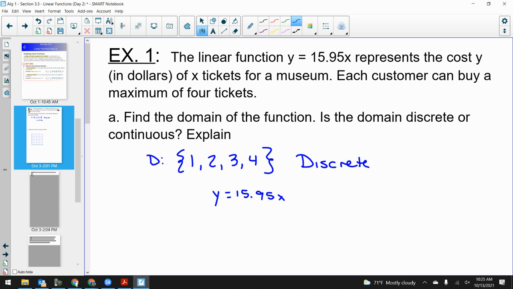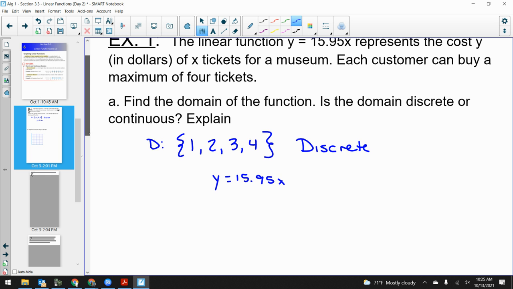Okay, we talked about it is discrete domain, but now let's ask this question. What does the 15.95 actually represent? What does that mean in the context? How much the purchase cost of each ticket? Good. Costs $15.95 per ticket.